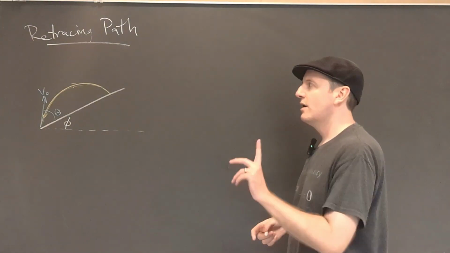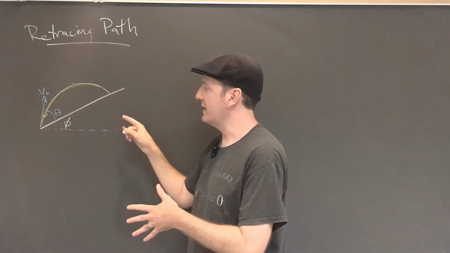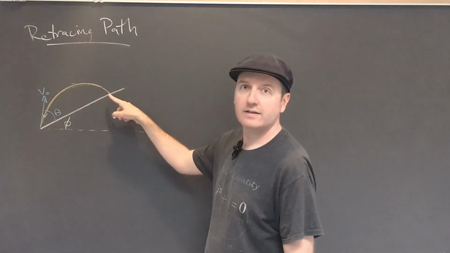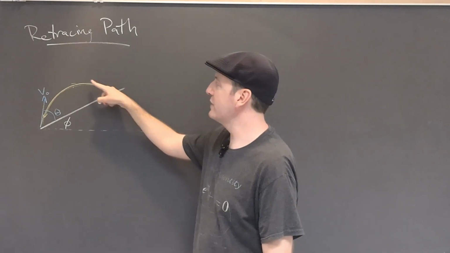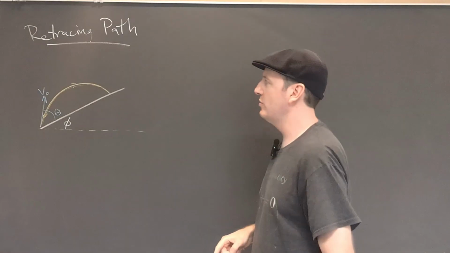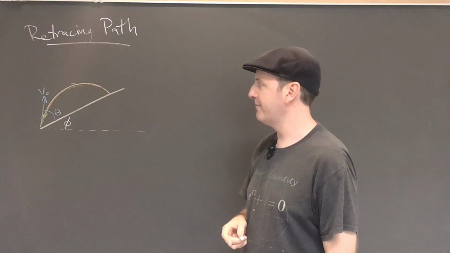And the question is, what angle should this launch velocity be with respect to the incline so that my particle ends up bouncing off of the incline and then retracing the same path coming back down? We'll assume that there's no loss of energy or speed on the bounce, so it's perfectly elastic.